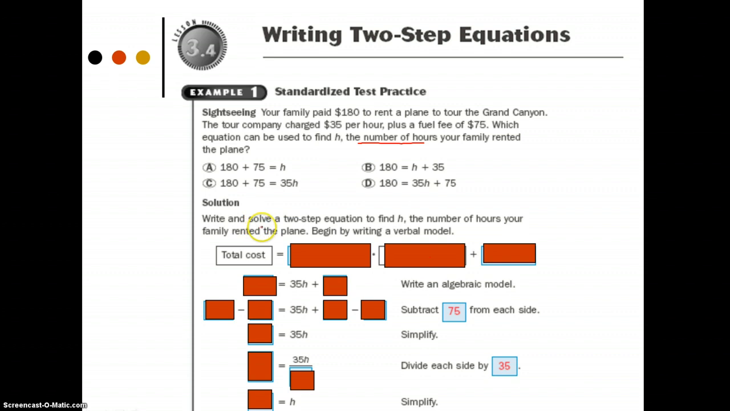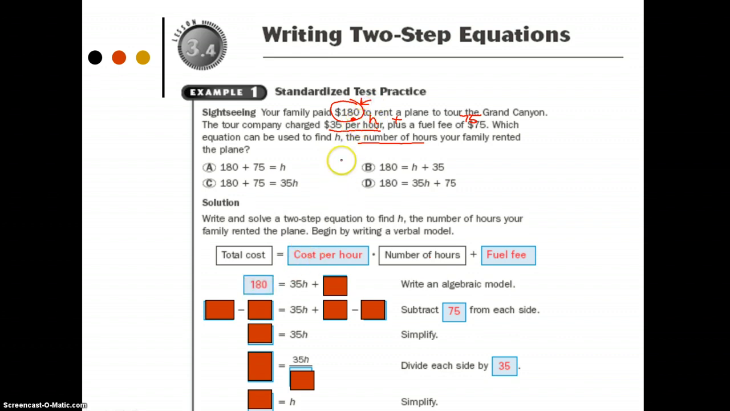First of all, to write and solve a two-step equation to find h, which is the number of hours the family rented the plane, we begin by writing a verbal model. We're trying to get the total cost, and the total cost is going to equal the rental of the plane, $35 per hour, which we don't know the hours, per means you multiply, plus a fuel fee of $75. So what you have here is the cost per hour times the number of hours plus the fuel fee. The total cost we know was $180.